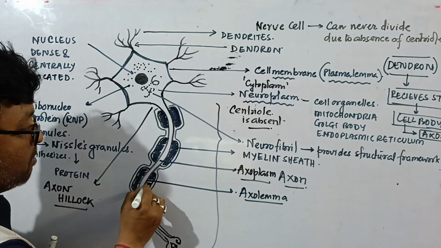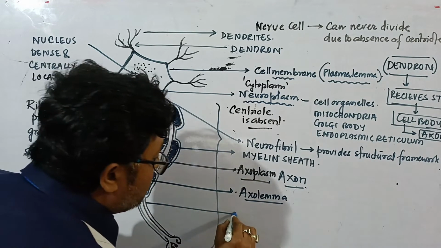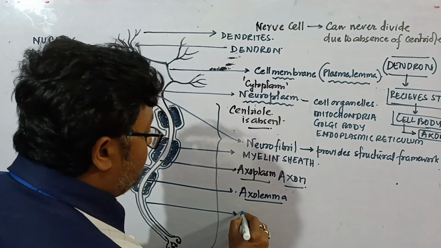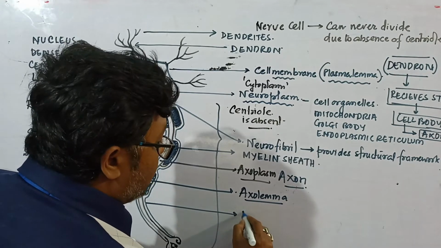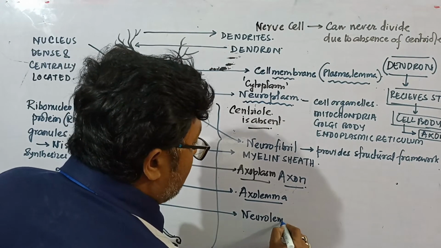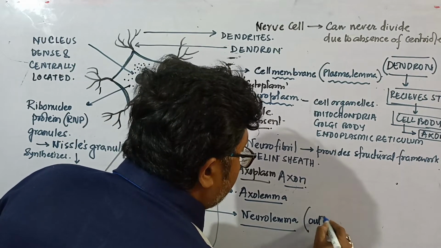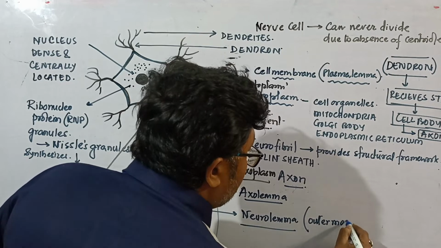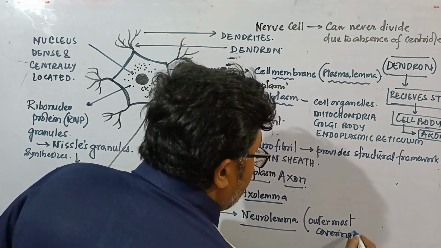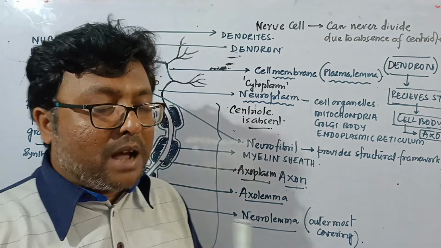which covers this myelin sheath, and that is the outermost covering, and that outermost covering is generally known as neurolemma. So neurolemma, it is the outermost covering. Neurolemma, it is the outermost covering that actually covers the layer of fat, that is the myelin sheath.